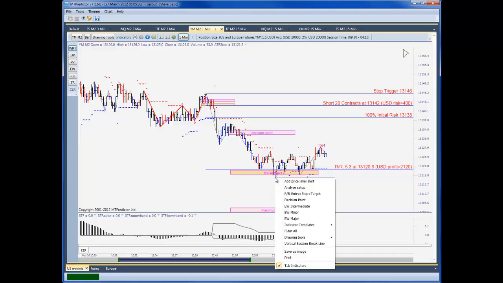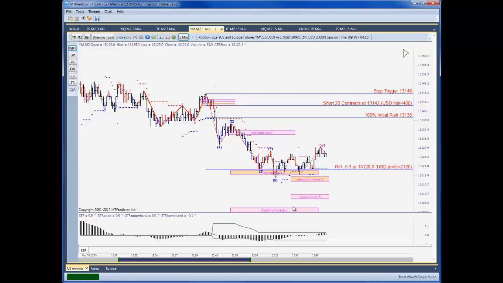So if I right mouse click at the bottom here, I do Elliott wave intermediate, can you see how this is exactly what the YM did? It went 1, 2, 3, 4, 5, right into the minimum wave 5 WPT. And that's where the actual low came in, right at that minimum wave 5 WPT.